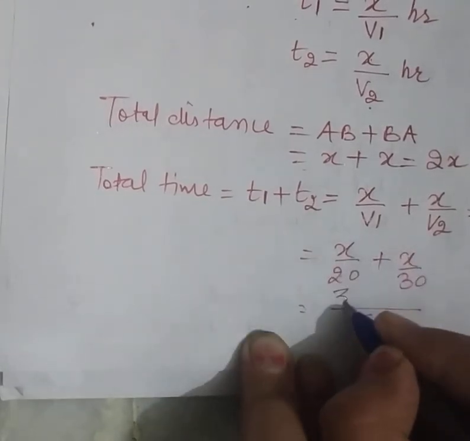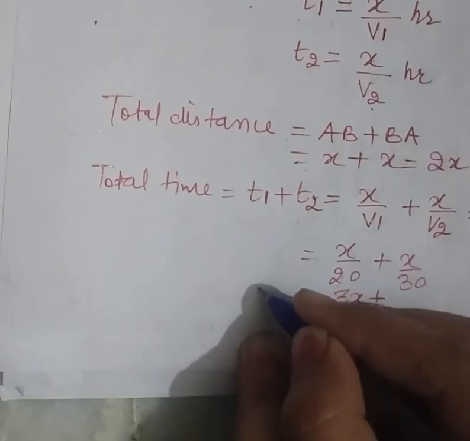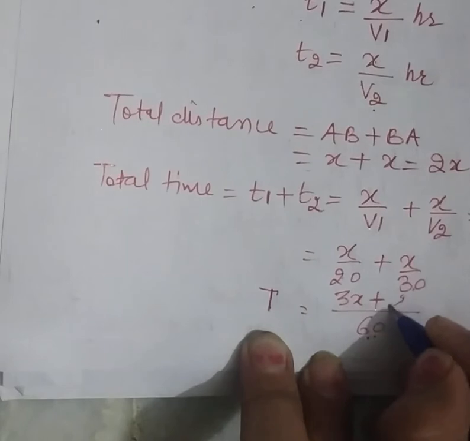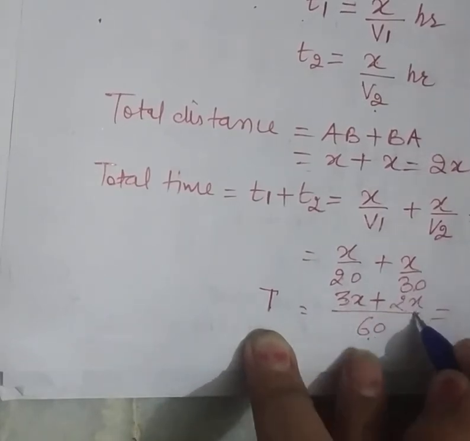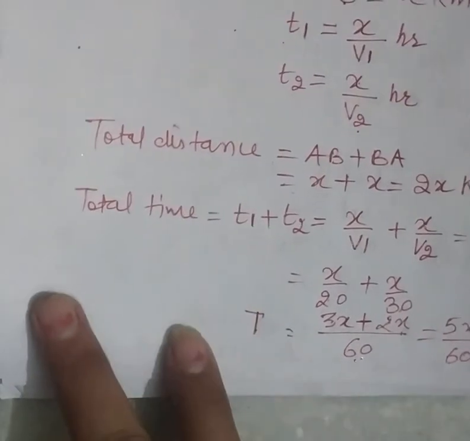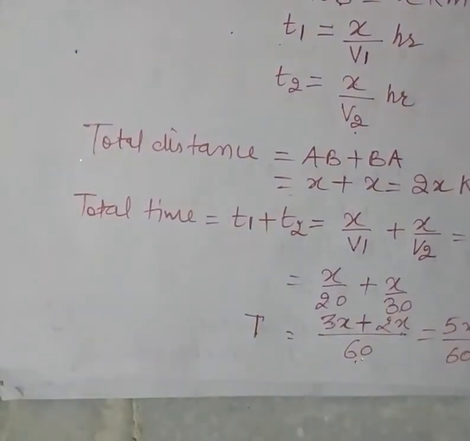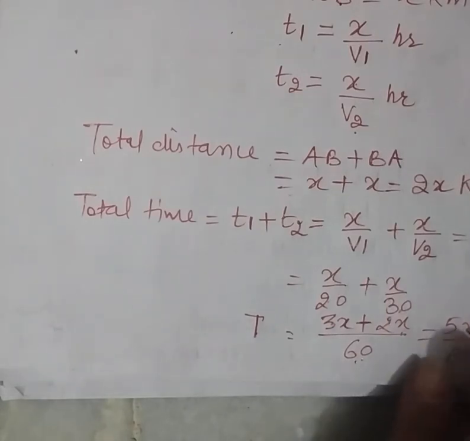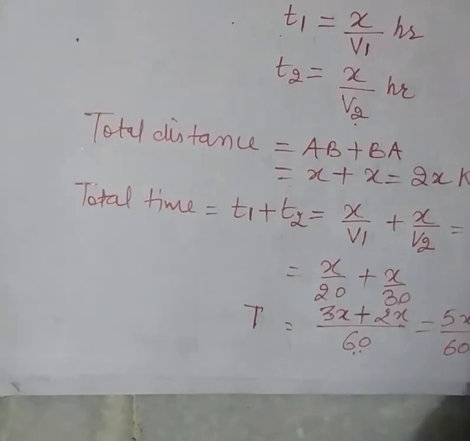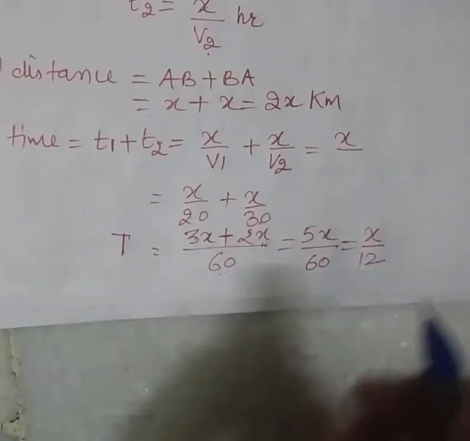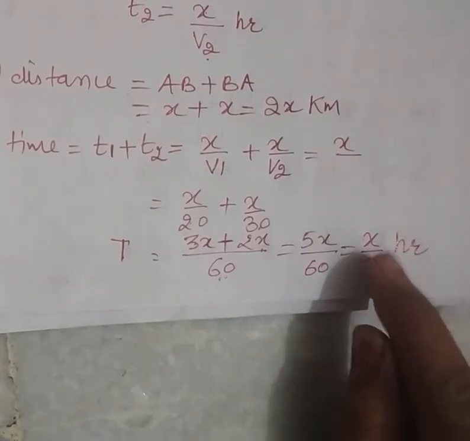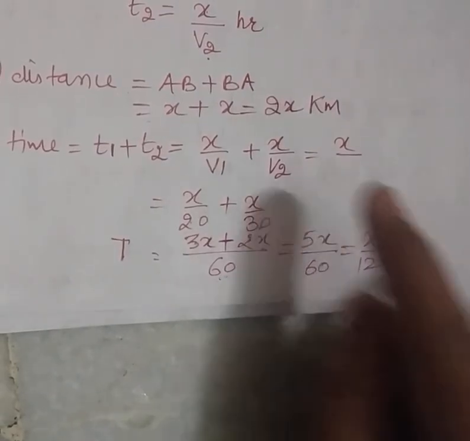3 twenties are 60, 3 into X, 3X. 2 thirties are 60, 2 into X, 2X. 3X plus 2X, it will be 5X upon 60. So it is the total time, that is 5X upon 60. On cancellation, that will be X by 12 and it will be in hours. Okay, so it will be in hour. Total time X by 12 hour and total distance is 2X.